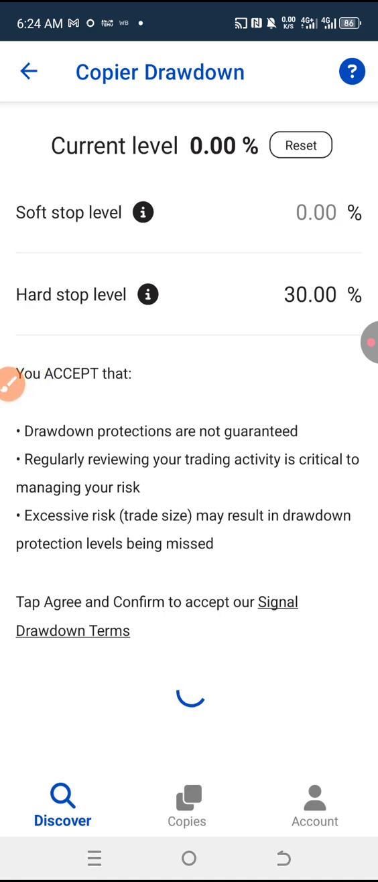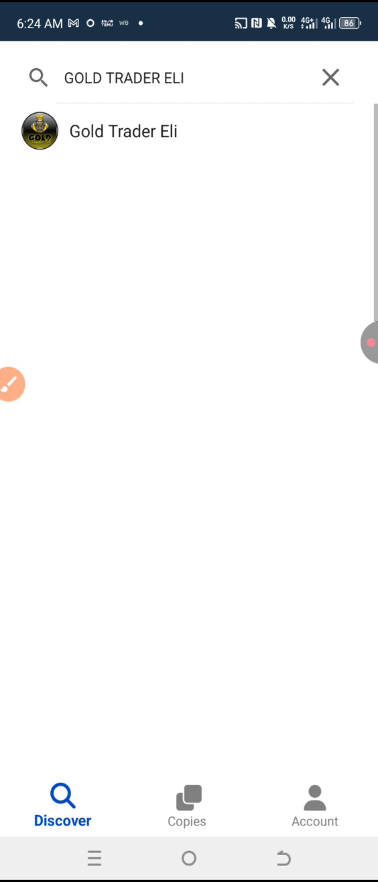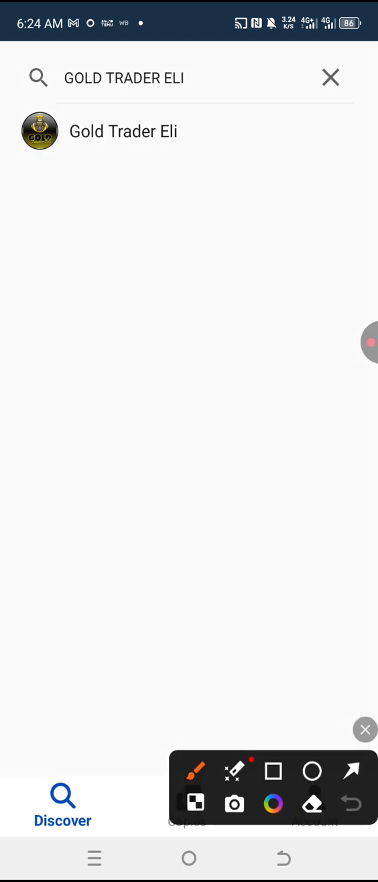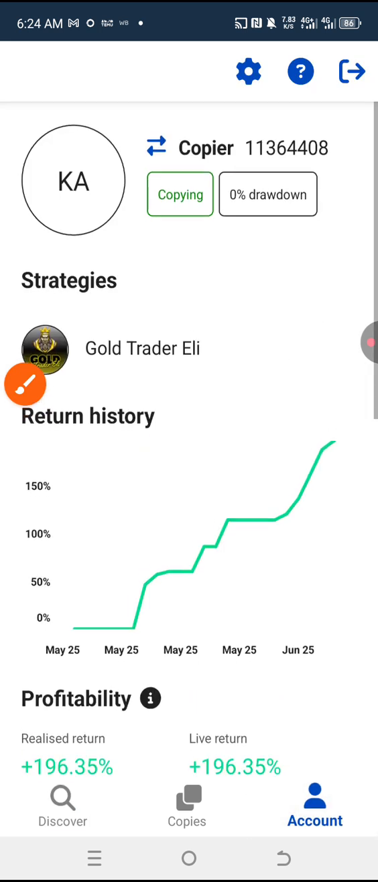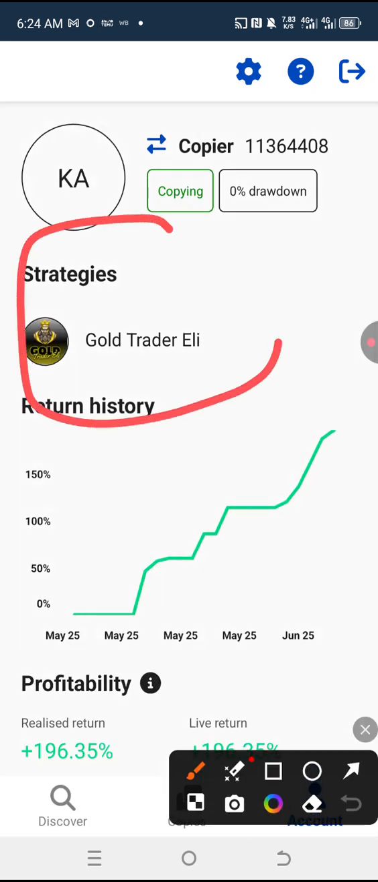When I click on agree, it simply means this guy can always trade for me. So let's go and check. You click on account here and see if you have started copying this guy. Okay, it's here on your strategy. So far it's on the strategy, that simply means you have started copying this guy. So anytime this guy is trading, you're trading. So you're making good money.